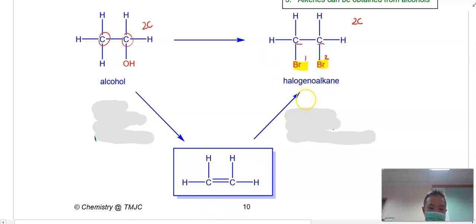Just adding Br2 and CCl4 in the dark, I can have electrophilic addition. And that's how I can get my dibromoalkane. Alright, so now I'm thinking backwards. This is what I mean by thinking backwards.